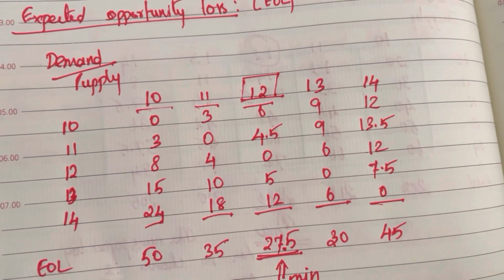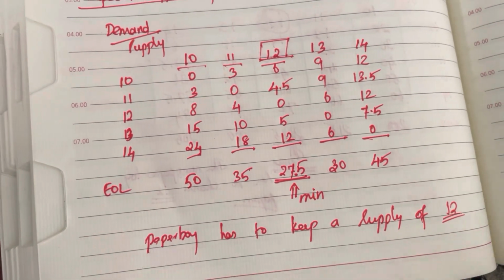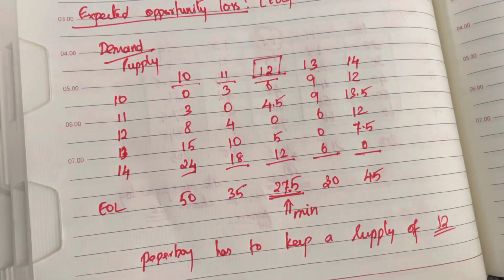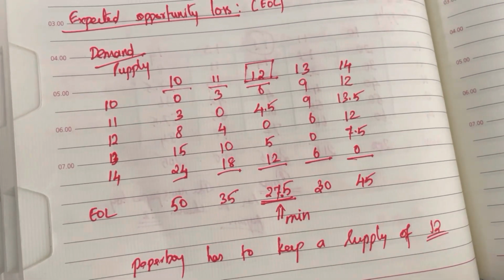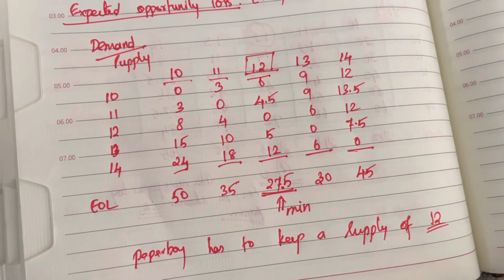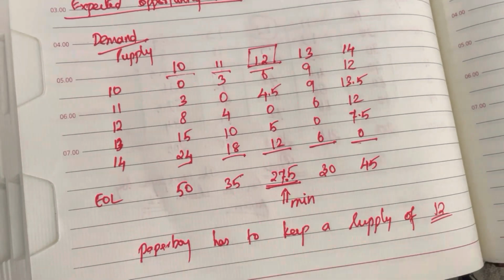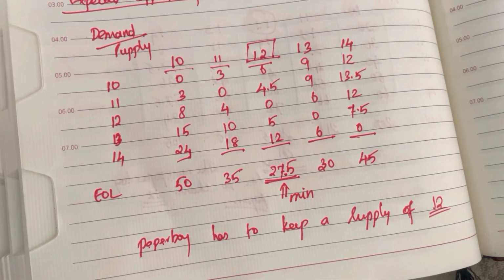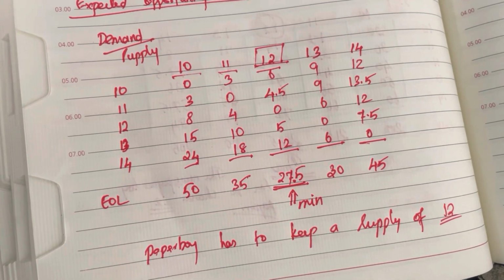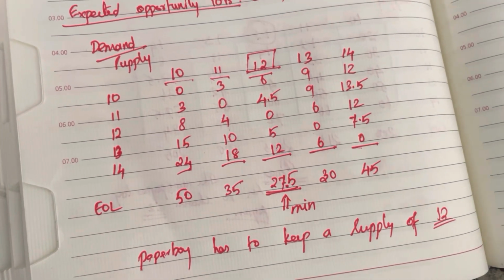Okay, so in this problem we understood decision making under risk. One is on the profit side, and the profit side again says 12, and another one is on the loss, the opportunity loss, which is again 12. So the newspaper boy has to sell 12 newspapers.